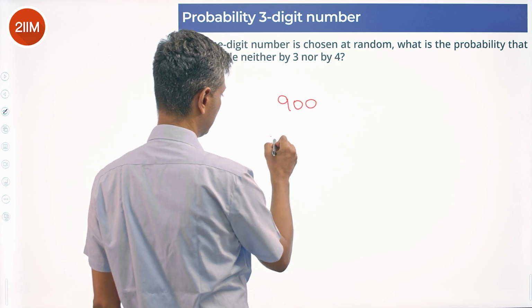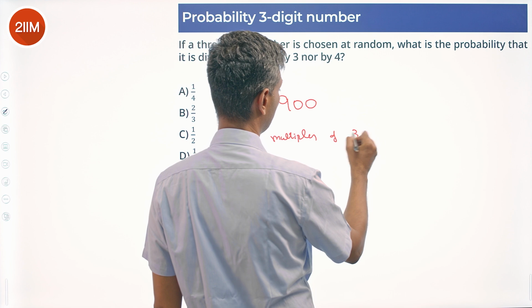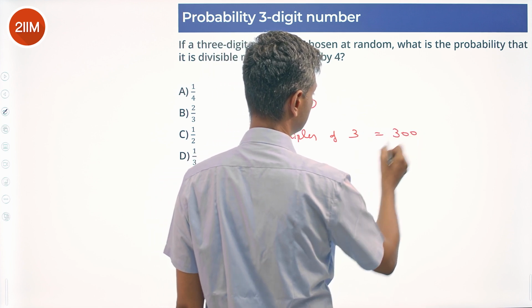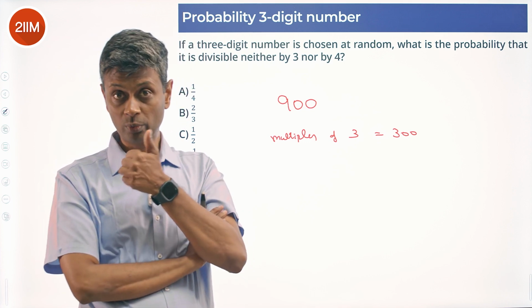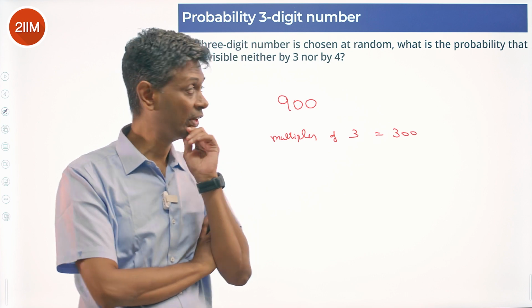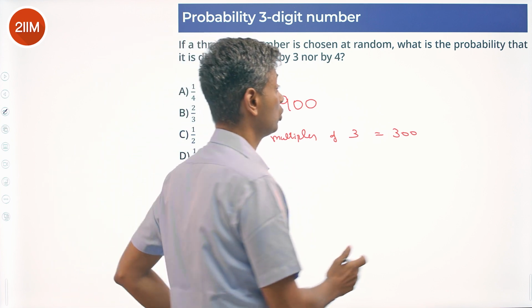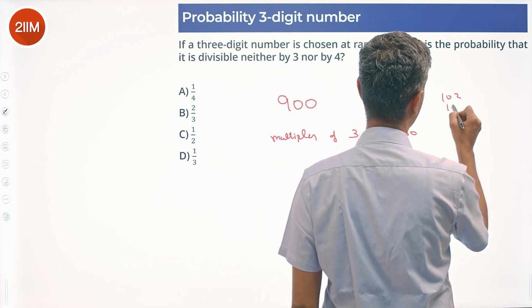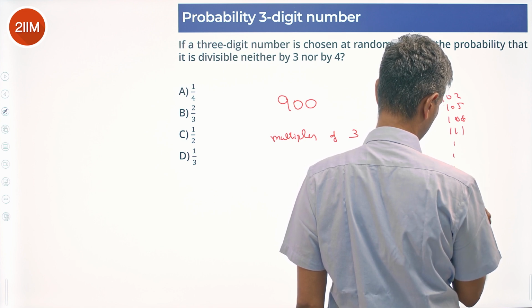How many of these are multiples of 3? 900 consecutive integers. How many of these will be multiples of 3? 300 of them. I'm talking about the numbers from 102 onwards: 102, 105, 108, 111, 114, all of that, all the way till 999. You can brute force it and count.